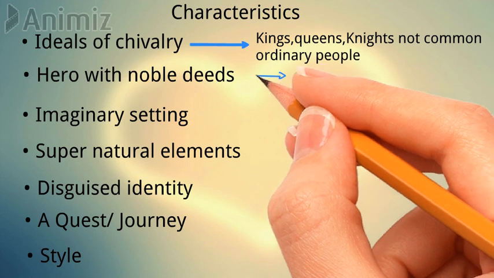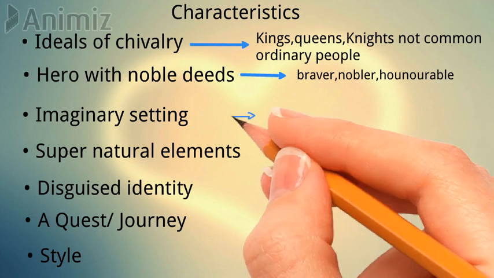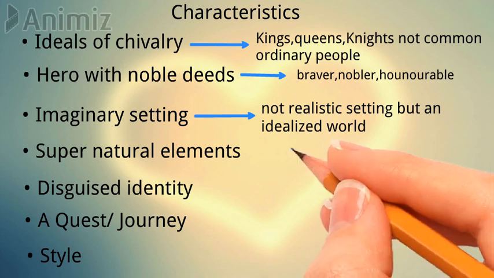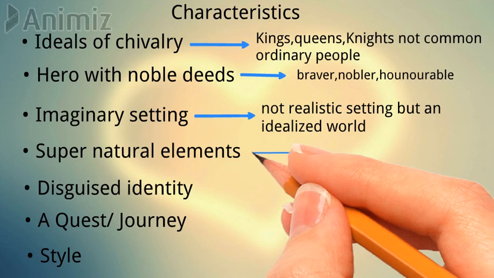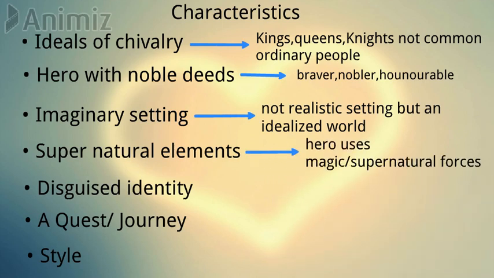Hero with noble deeds. The hero or heroine is braver, nobler, and more honorable than an ordinary human. Imaginary setting. Medieval romances do not take place in a realistic setting, but in idealized worlds, an imaginary castle, gardens, and forests, etc. Fourth, we have supernatural elements. It contains mysterious, magical, and supernatural elements. Often, the hero or heroine has the use of magic or extraordinary powers.